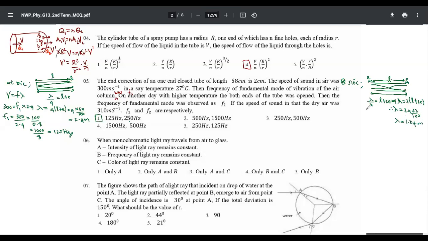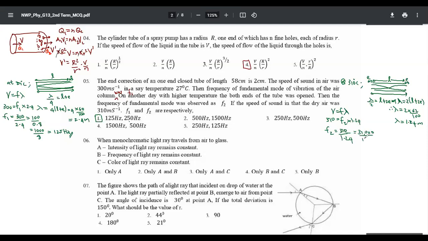1.24 meters. And again, for this situation, when you apply V equal F lambda, V is changed because temperature is changed. The speed of sound in air depends mainly only on temperature. So it's 310 equal to F, we have to find F2, lambda is 1.24. F2 is equal to 310 over 1.24. Okay, what can we do, people? I see 31 in both of these.